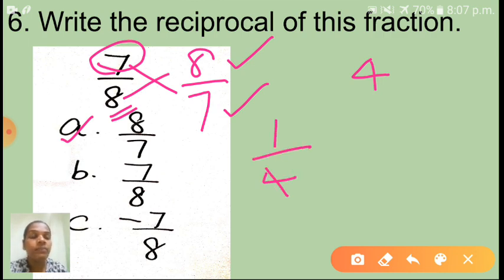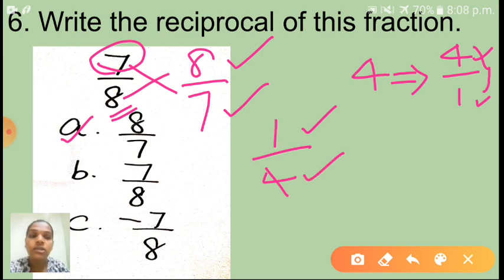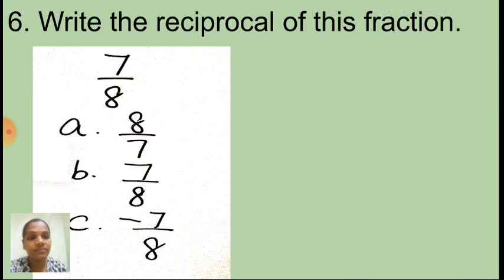How 1 upon 4 will come? Yes, this 4 you can write in the fractional form, that is 4 upon 1. If you are writing the denominator place 1, so that value will not change. Okay, so 4 you can write, 4 is equal to 4 upon 1. Okay children, so here see here denominator place 1 is there. So that 1 you have to write in numerator place, and this 4 you have to write in denominator place. So 1 upon 4, that is your correct answer. So I hope you understood this one. Yes children, shall I go to next one?